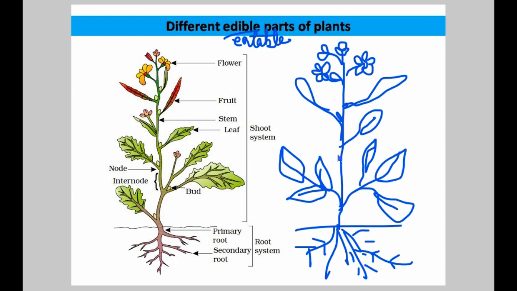Did I draw everything? Yes. Let me draw the last leaf. And here it is, my diagram with the help of mouse. Let's begin with the parts of the plants, and after that we will be reading about edible plants also, edible parts of this plant also.